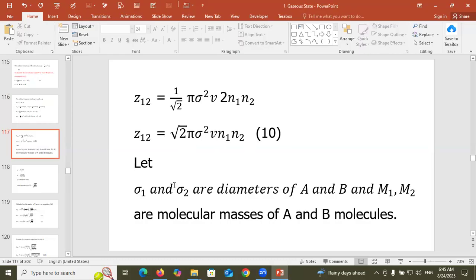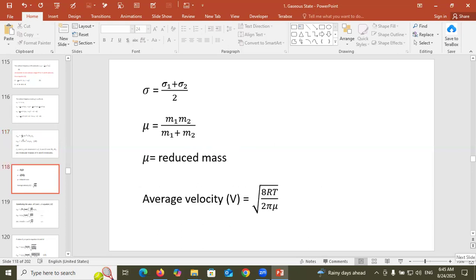Z12 equals root 2 pi sigma squared v n1 n2. Let sigma 1 and sigma 2 be the diameters of A and B, and M1 and M2 the molecular masses of A and B molecules. So sigma equals (sigma 1 plus sigma 2) over 2, mu equals M1 M2 over (M1 plus M2), where mu is the reduced mass, and the average velocity v equals root under 8RT over pi mu.